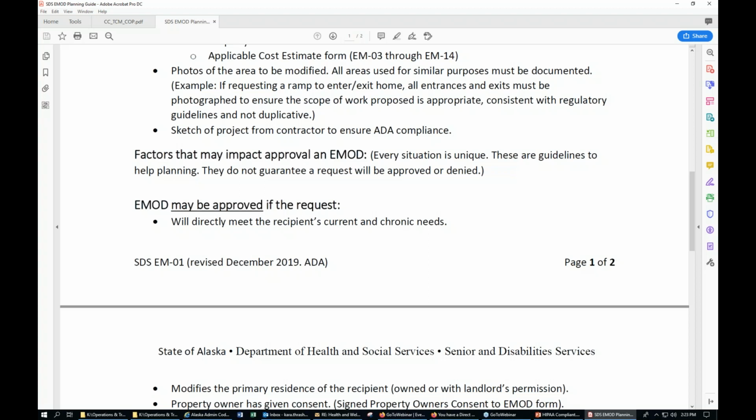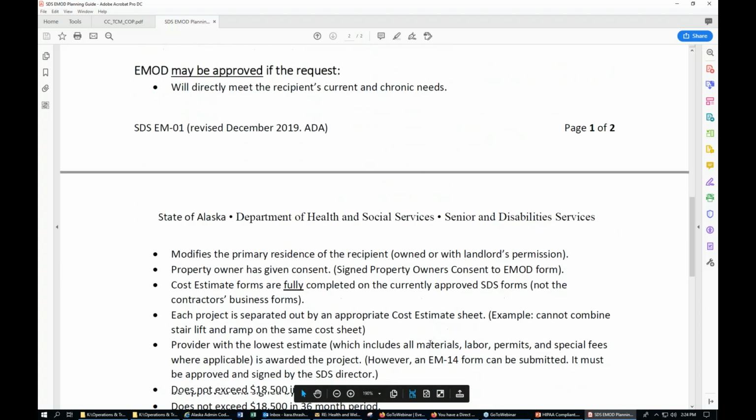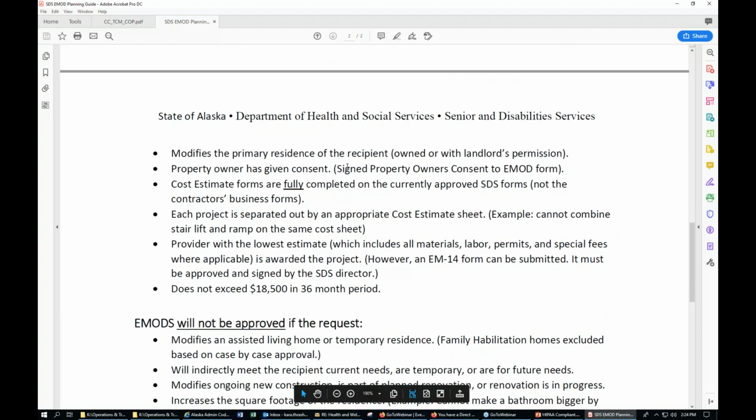Factors that may impact approval of an EMOD. These are guidelines. It's not like, to follow this, it's a guarantee that a request is approved or denied. There's always some circumstances that are different for every single person. So we try to give the best answers here. An EMOD could possibly be approved if it is there to meet the person's current and chronic needs. It modifies their primary residence. The property owner has given consent.